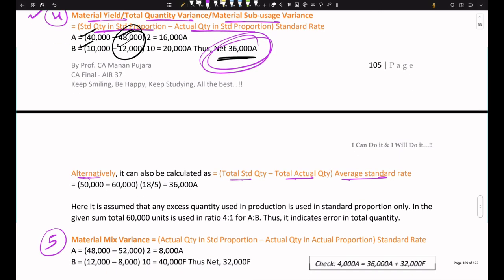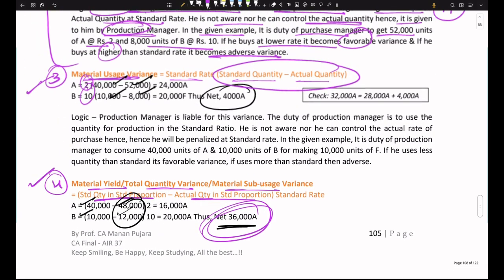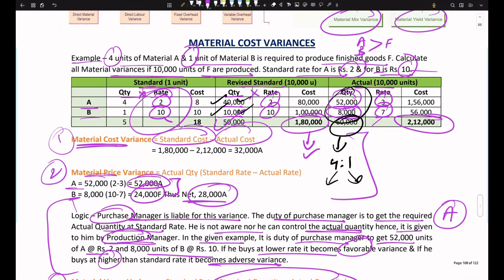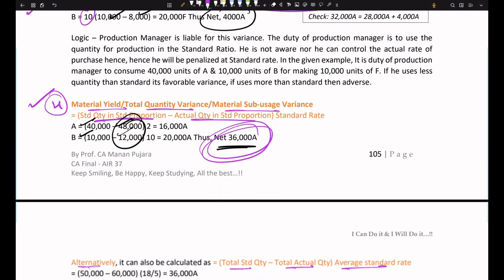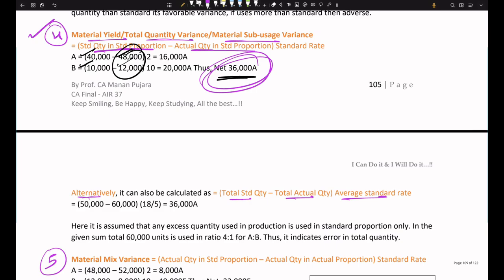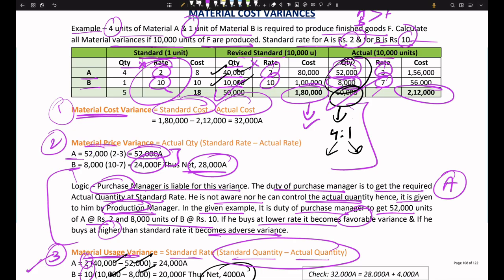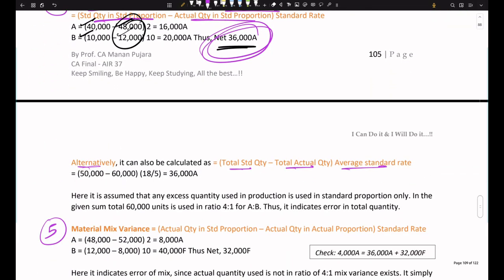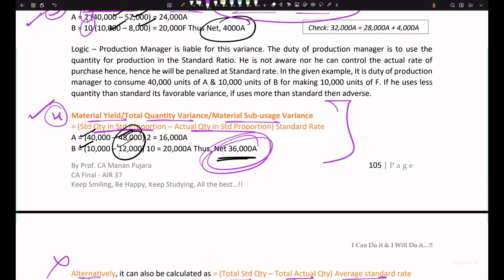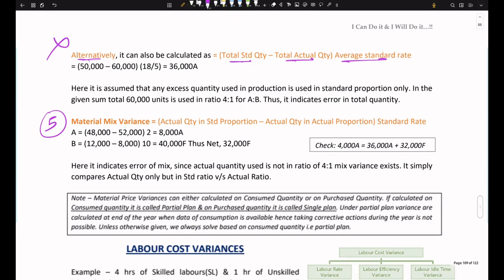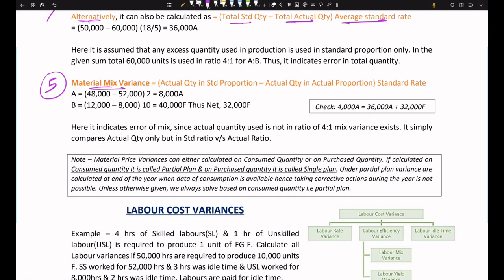So this is 50,000 minus 60,000. Total standard quantity is 50,000, and actual quantity is 60,000. So 50,000 minus 60,000, into 18 by 5. Total quantity is 5 and 18 is the cost, so 18 by 5 is like the average standard rate. So just ignore this because this will create confusion. Just remember this, it is logical, you just have to go through it once and you will get the logic also.